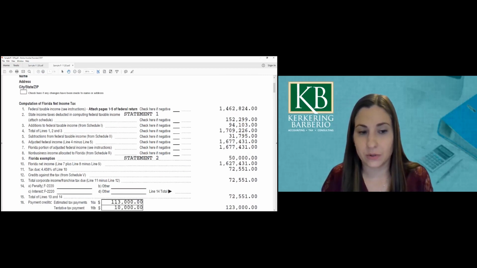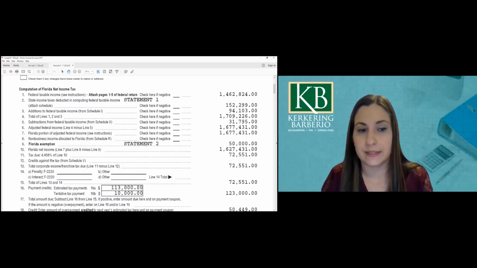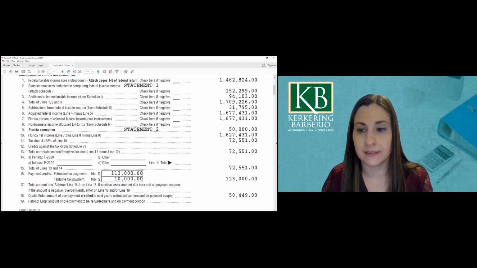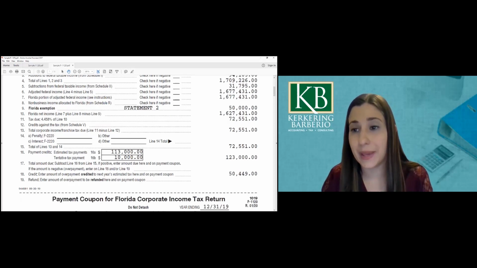There's also what Florida allows, and Florida is unique in their treatment as allowing an exemption, a $50,000 exemption offered to entities to lower the tax. So we also have to, as we see here, the corporate taxpayer has to pay tax to the state as well for the operations that they perform within the state.